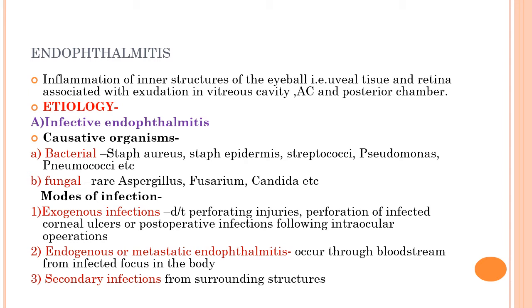Exogenous is mainly due to perforating injury, or after surgeries, or after a perforated corneal ulcer, where there is easy access of organisms directly into the eye. Endogenous is when the infection is somewhere in the body, and through the bloodstream it enters into the eye because of metastasis. Or secondary infection, where there is an infection somewhere near the eye and it spreads to the inner structures of the eye.